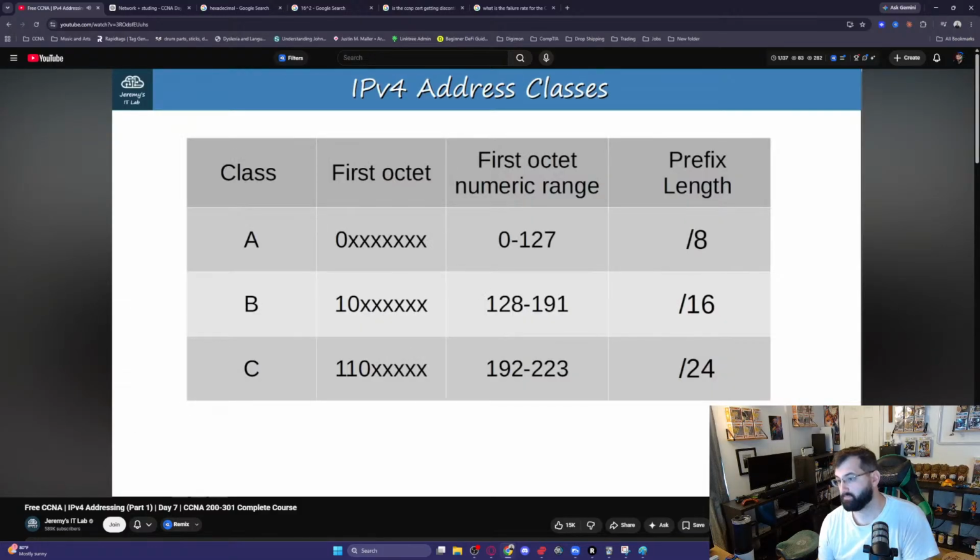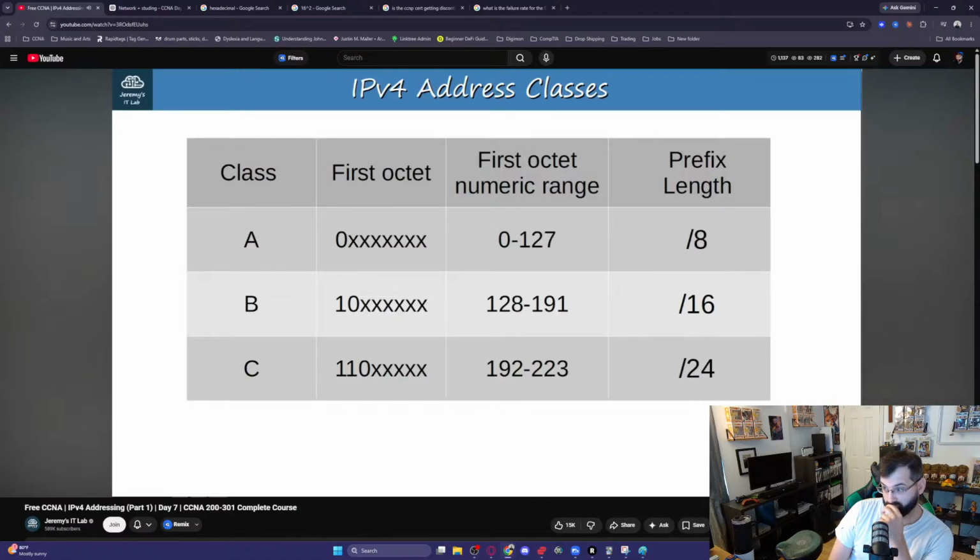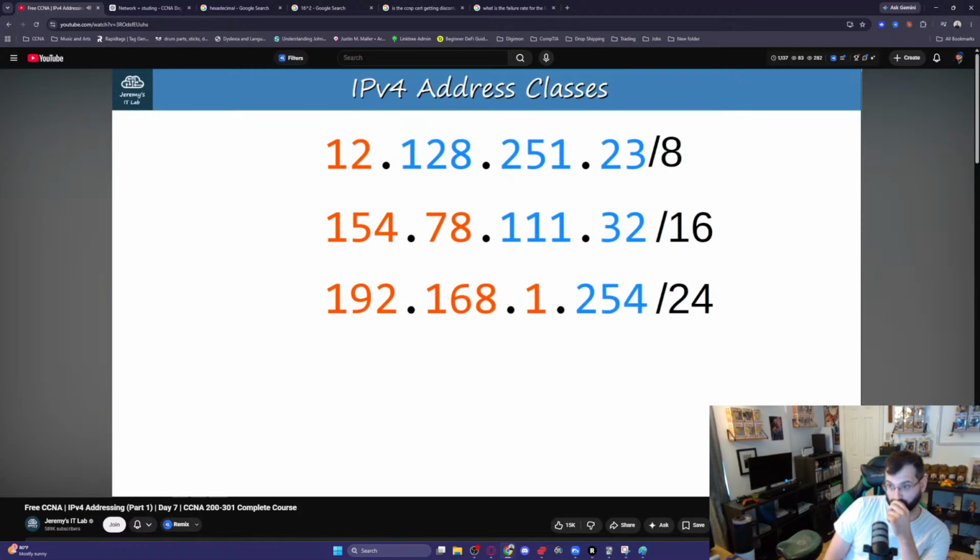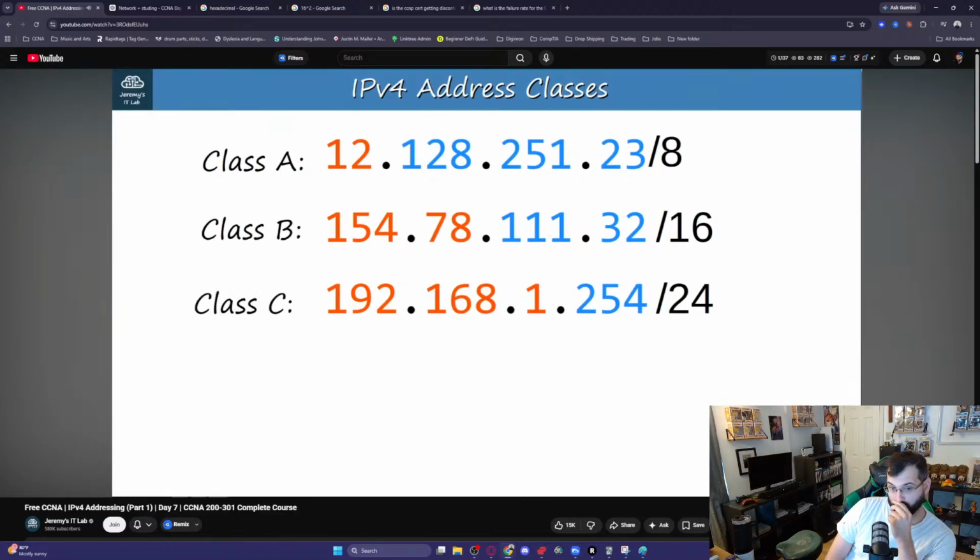So, here's the chart again with just classes A, B, and C. I've also added one more column, the prefix length, which is the /8, /16, and /24, which is used to identify the length of the network portion of the address. Class A addresses use a /8 prefix, Class B addresses use a /16 prefix, and Class C addresses use a /24 prefix. If you look back at these three addresses we used in our examples, you can see they are Class A, Class B, and Class C addresses, and their prefix lengths match the table: /8 for Class A, /16 for Class B, and /24 for Class C.